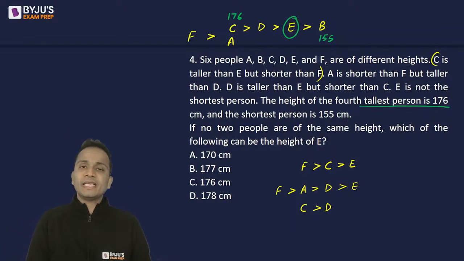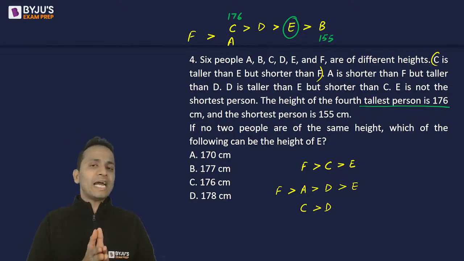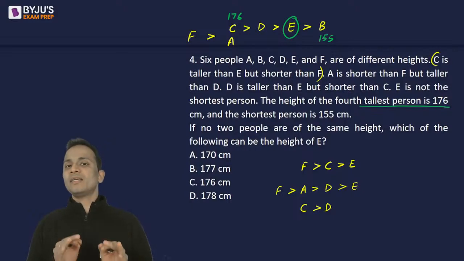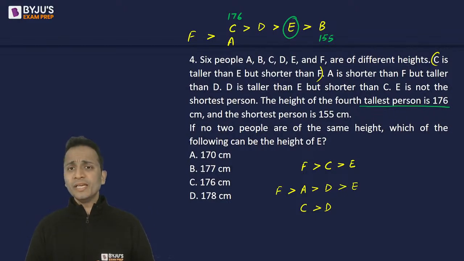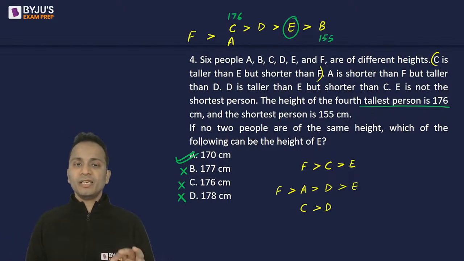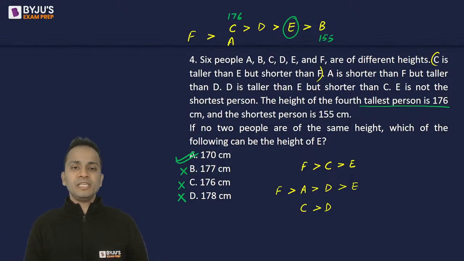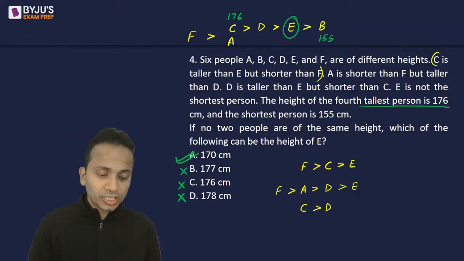What can be the possible height of E? I don't know the exact height of E, but I'm certain that the height of E will be more than 155 and less than 176. I can eliminate these three options easily and only one option A, that is 117 centimeters, can be the possible height of E. So the correct answer has to be option A.